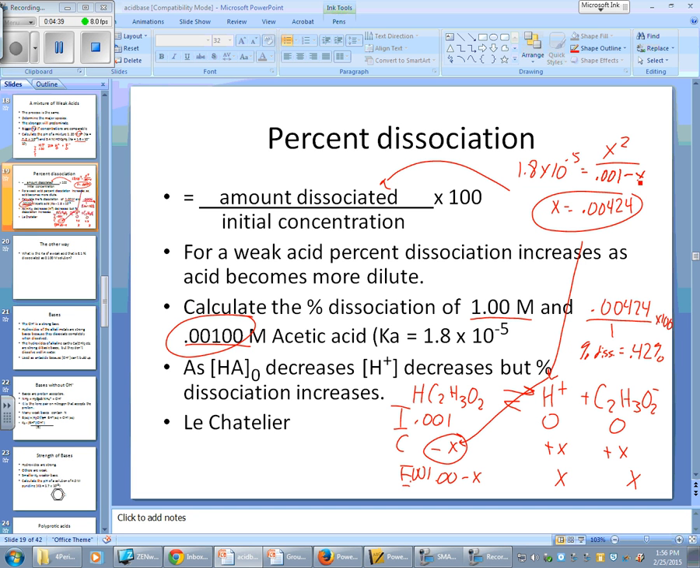0.001 minus X. Again, X is going to be tiny in comparison to another number, so we're going to simplify that. And in this case, for this particular problem, you're going to end up with X equaling 0.0000134. That's the amount that is dissociated, so 0.0000134 over 0.001, because that's initially how much I had, times 100, and I am going to end up with 13% dissociation. So that's how you can work with percent dissociation.